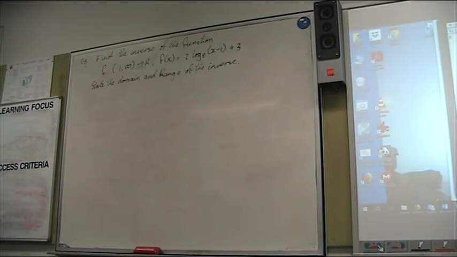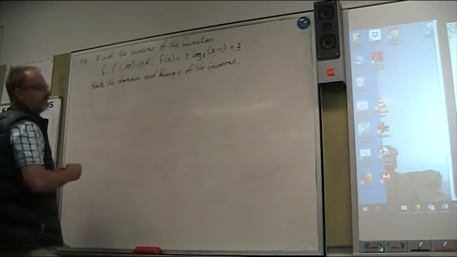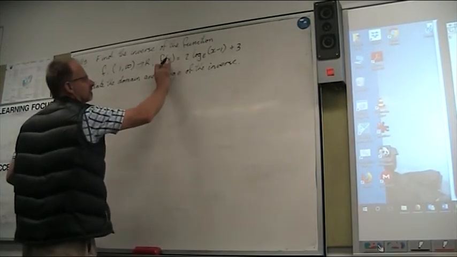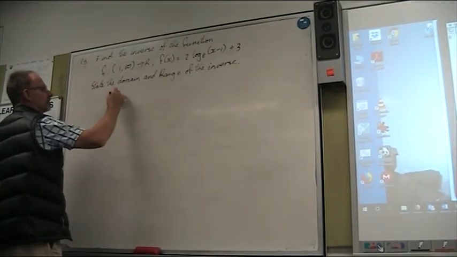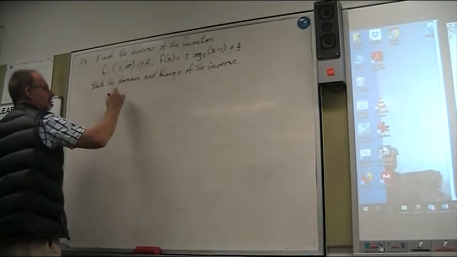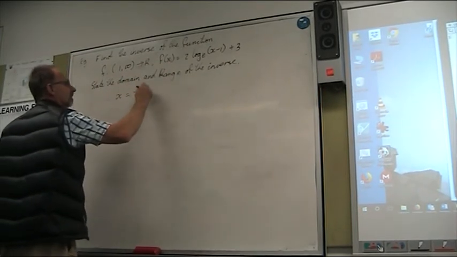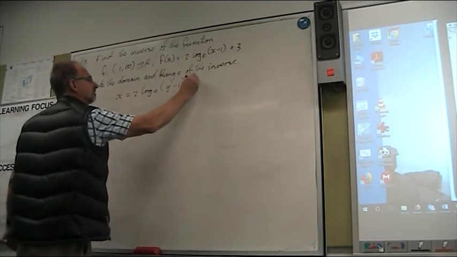All right. So to find the inverse, do the same thing as we did before. Swap the x and the y. So I'm going to do that straight away. Instead of f(x) or y, we're going to have x there, equals 2 log to the base e of y minus 1, plus 3.